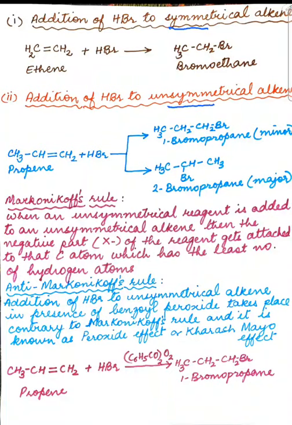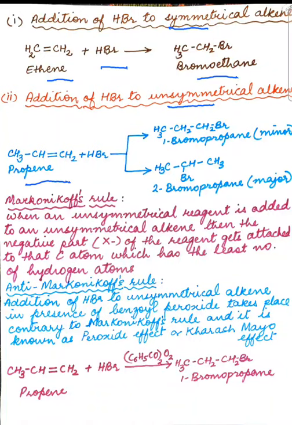First we will study about the addition of HBr to symmetrical alkenes. Alkenes add on the HBr to form alkyl halide. Ethene forms bromoethane. And addition of HBr to unsymmetrical alkene, it takes place according to the Markovnikov's rule. Let us see what is Markovnikov's rule.